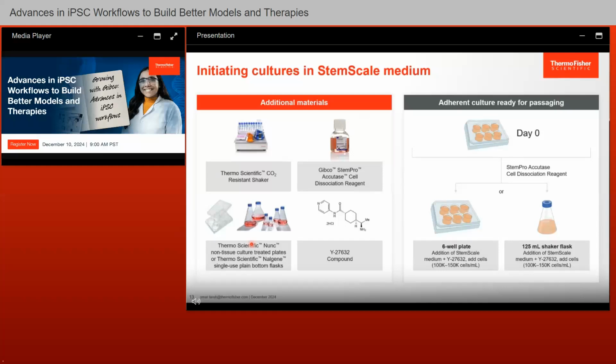And so initially, the stem scale suspension cultures are initiated by dissociating your 2D, or adherent, cultures with the StemPro Accutase into a single cell suspension, and then counting and reseeding at 100,000 cells per ml in your stem scale media with this ROCK inhibitor, the Y27632 compound, either in plates or flasks, depending on the scale you want to be working at. And then those cultures can be placed on the CO2 resistant shaker in the incubator overnight.